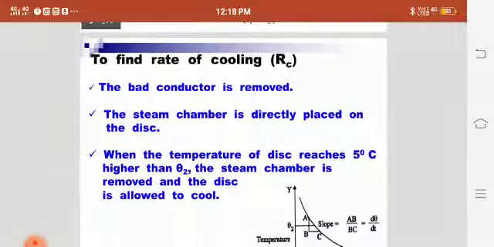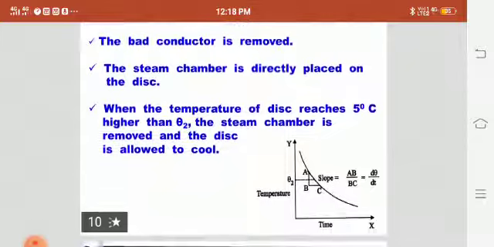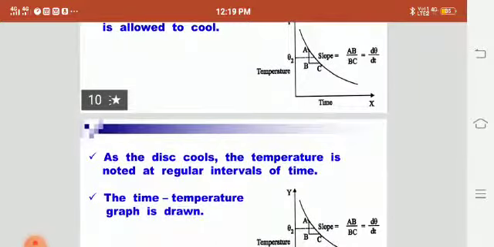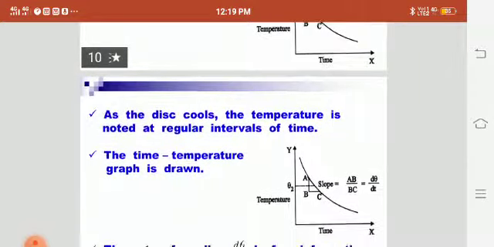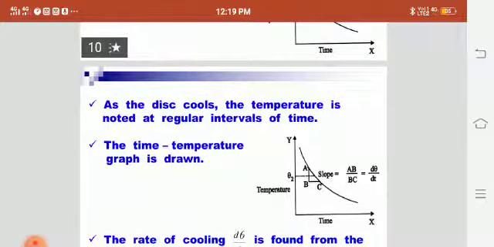To find the rate of cooling, that is RC, here the procedure comes. The bad conductor is removed from in between the disc and the chamber. So the steam chamber is directly placed on the disc. When the temperature of the disc reaches 5 degrees centigrade higher than theta 2, the steam chamber is removed and the disc is allowed to cool. As the disc cools, the temperature is noted at regular intervals of time. For example, for 80 degrees centigrade, what is the time taken? For the next 79 degrees, the time taken. Likewise, it goes to the room temperature.